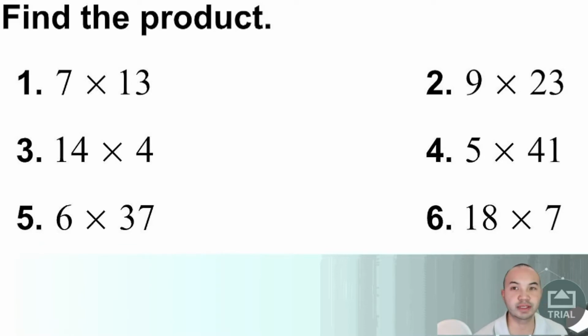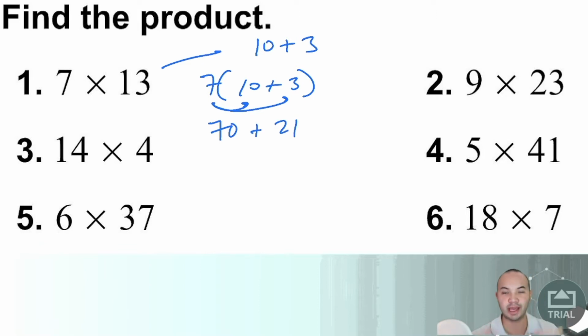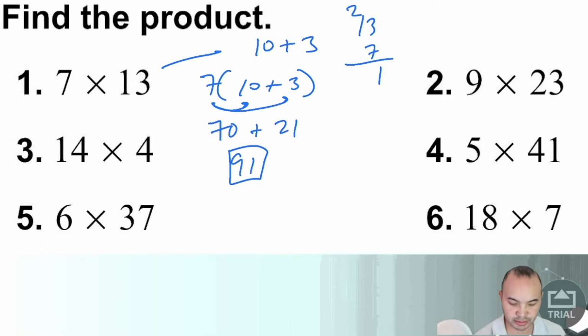One way to look at 7 times 13 is that 13 can also be written as 10 plus 3. So if you do 7 times 10 plus 3, you distribute: I can multiply 7 times just the 10, that's 70, and 7 times just the 3, that's 21. So I add those two and I would get 91. And that's the same as if you did it the other way, 91.